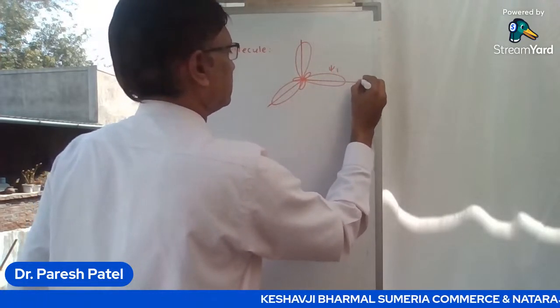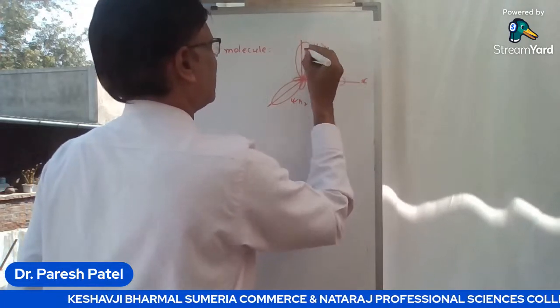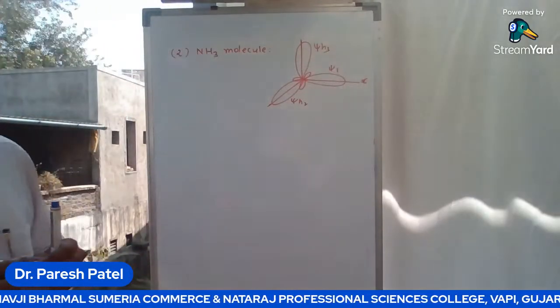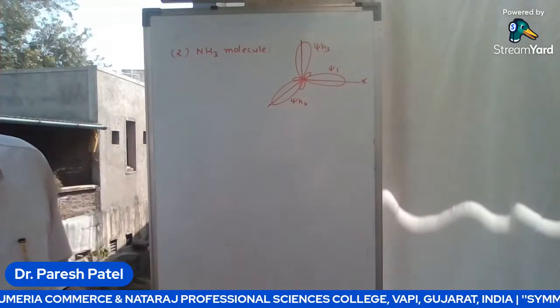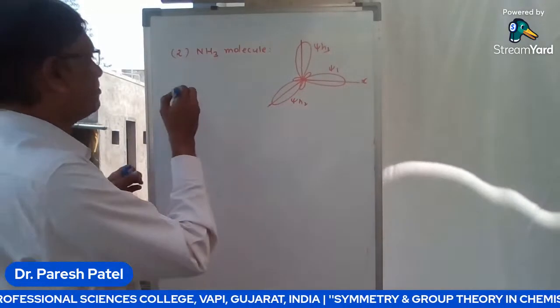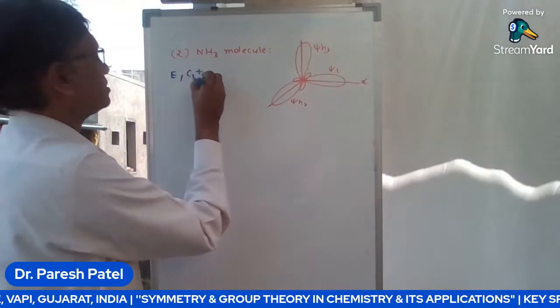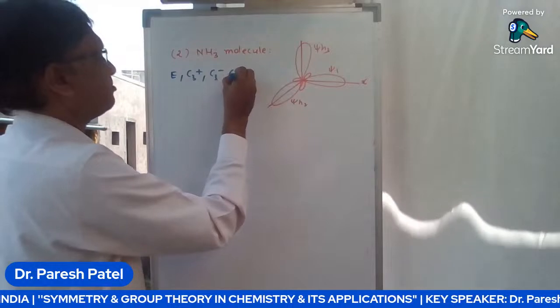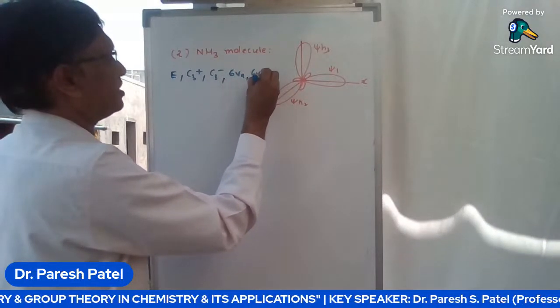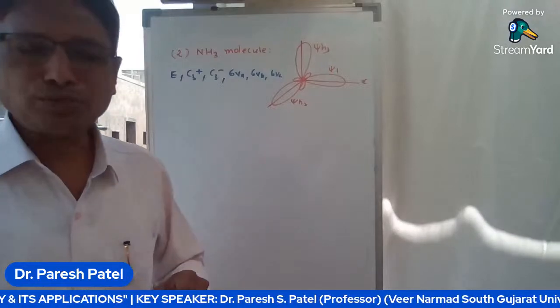Sigma 1, sigma 2, sigma 3. Let us consider the hybrid orbitals in the form of vectors. Now find out the symmetry elements present in the ammonia molecule: E, C3 plus, C3 minus, sigma Va, sigma Vb, and sigma Vc.